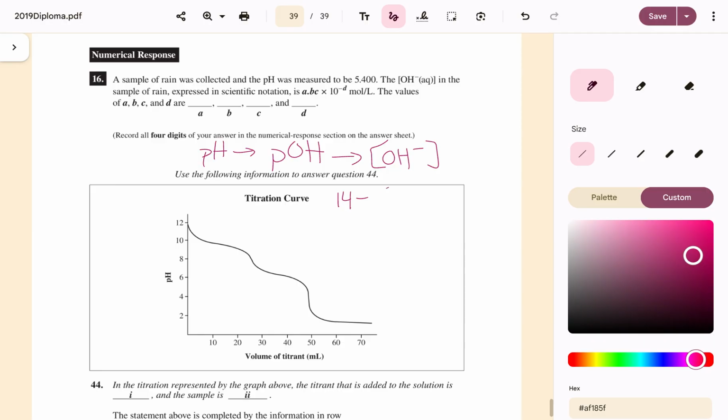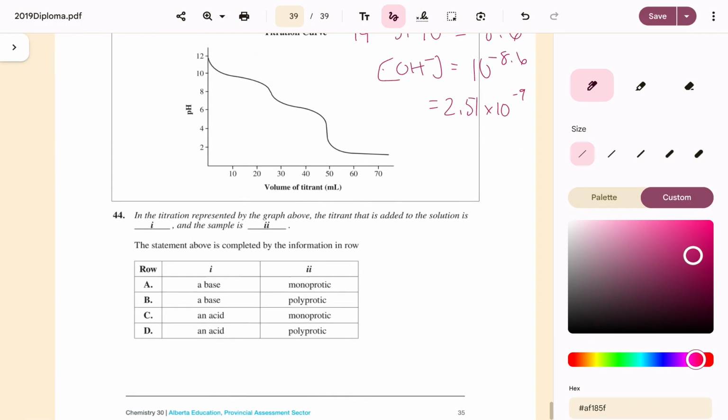Do 14 minus 5.40. And I had most of this written down, but of course I don't have it for this one. And also I can't do it in my head under pressure. So we get 8.6. So that's your pOH. Concentration of hydroxide will equal 10 to the negative 8.6. And when you do that, you'll get 2.51 times 10 to the negative 9. So your answer here is 2, 5, 1, and 9.